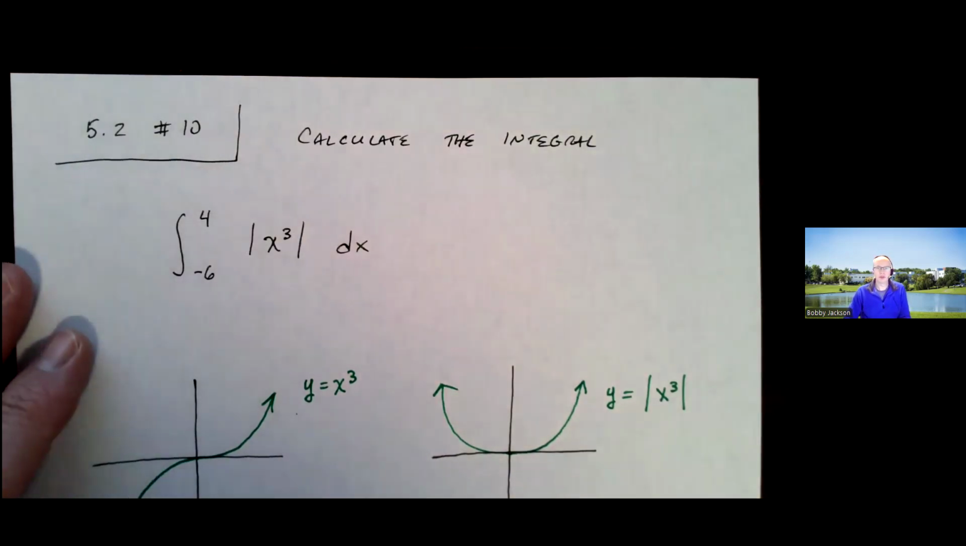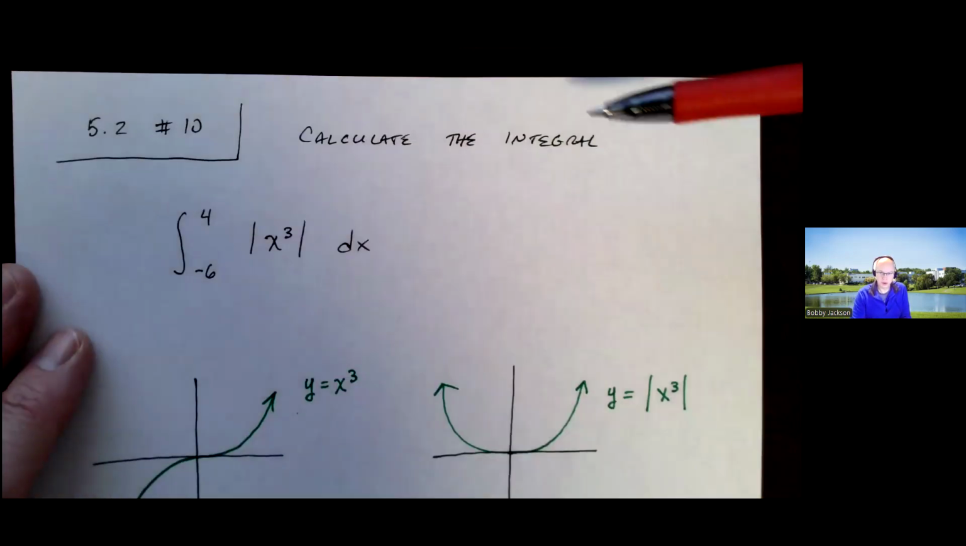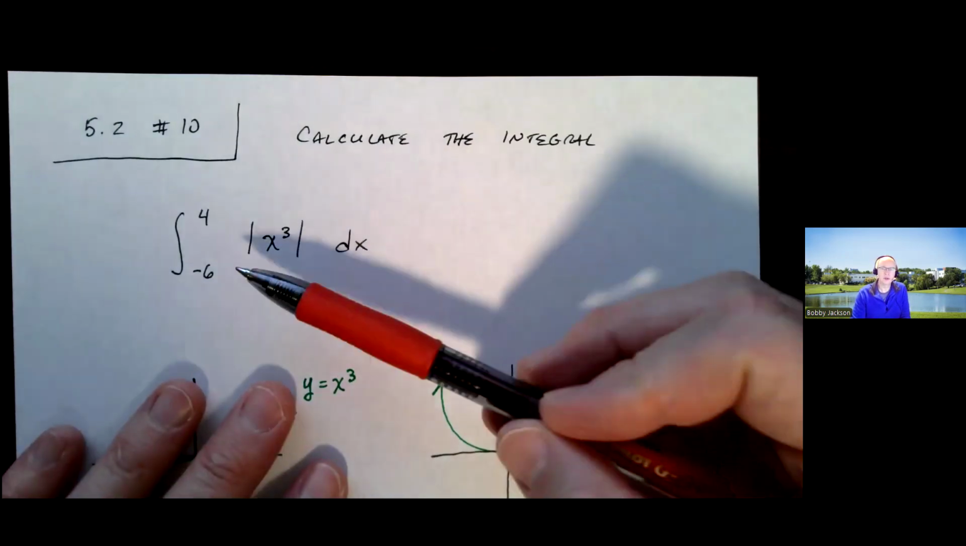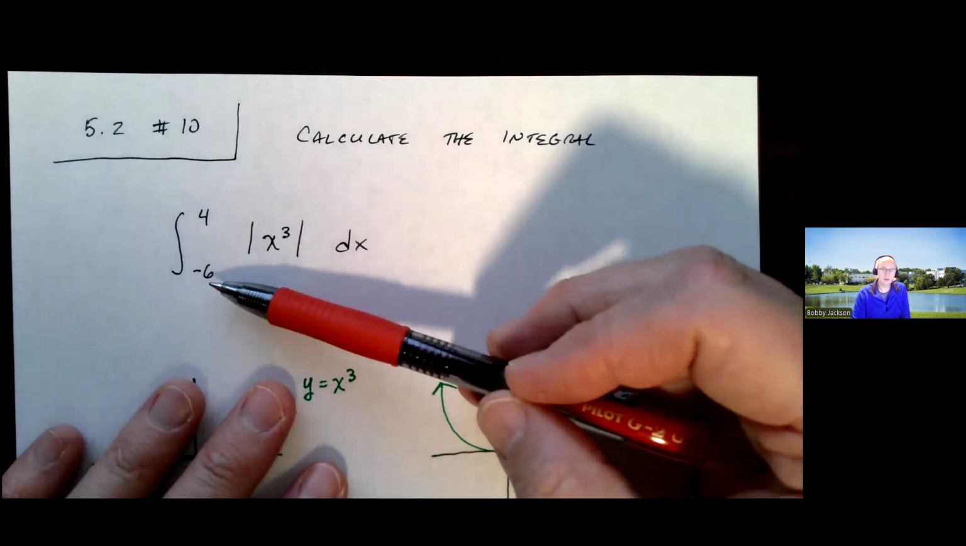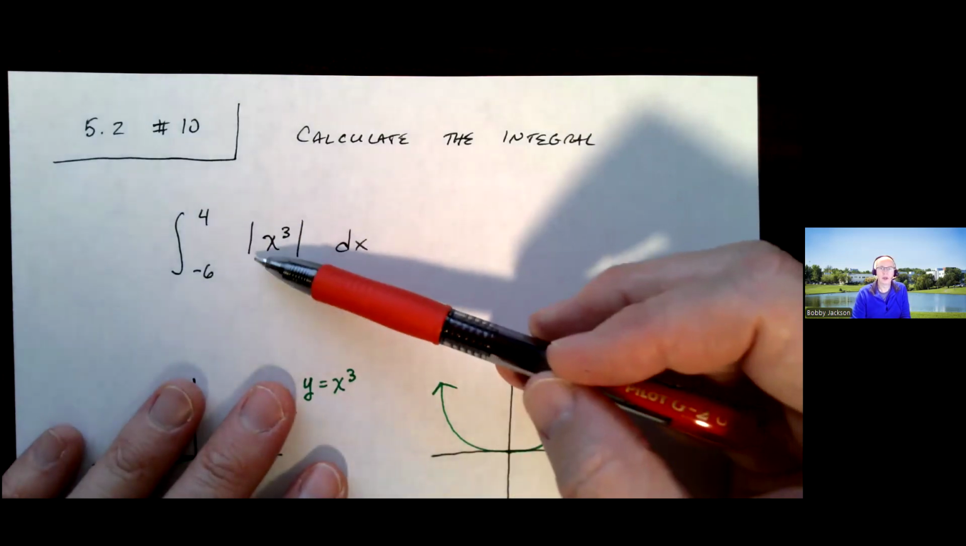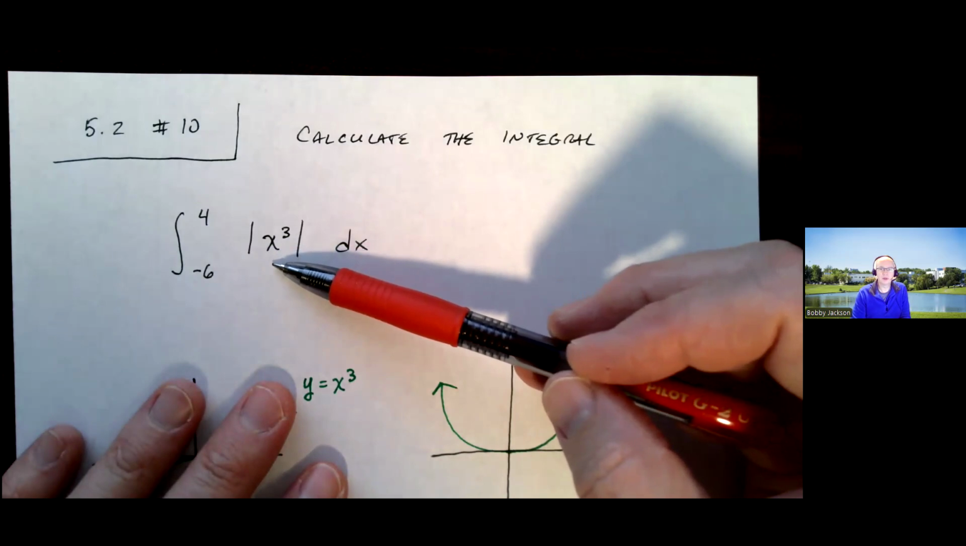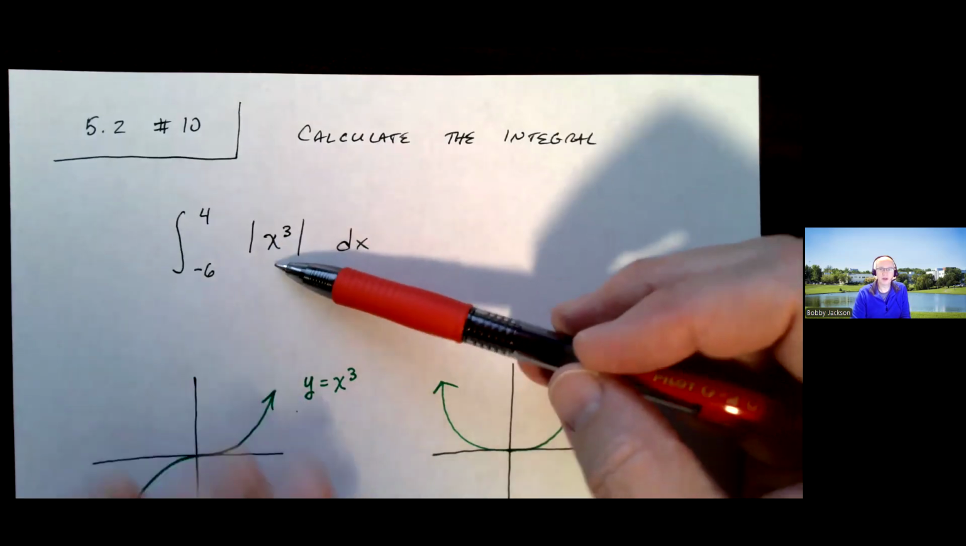Well, let's take a look at number 10 here in section 5.2. We're going to calculate this integral. Again, your numbers might be slightly different in terms of the limits of integration, but from -6 to 4, and it's the absolute value of x cubed. So we have to be careful. We just can't integrate x cubed.